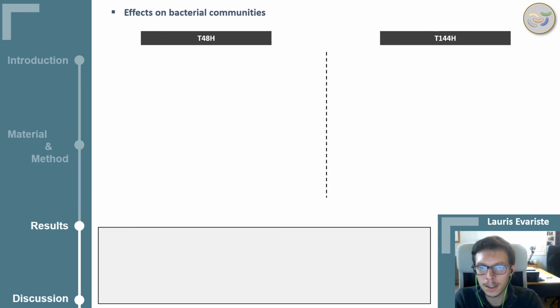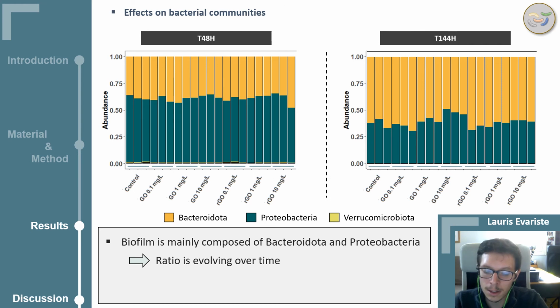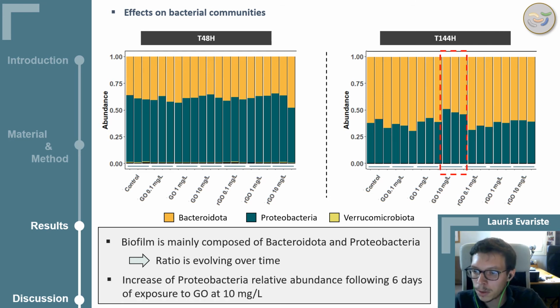When analyzing the bacterial community composition of our biofilm, we observe that it is mainly composed of bacteria from the phyla Bacteroidota and also Proteobacteria. And it is interesting to note that the ratio between the two phyla is evolving over time with the maturation of the biofilm. And now if we have a look, following 6 days of exposure to GO at high concentration, we observe an increase of the Proteobacteria relative abundance.